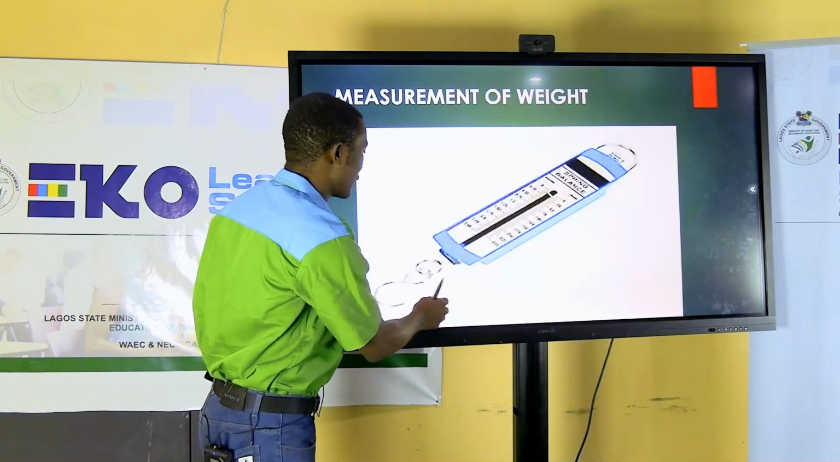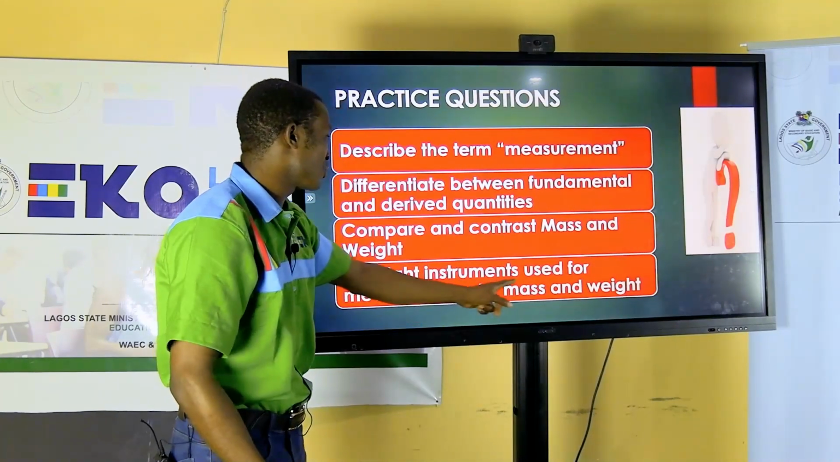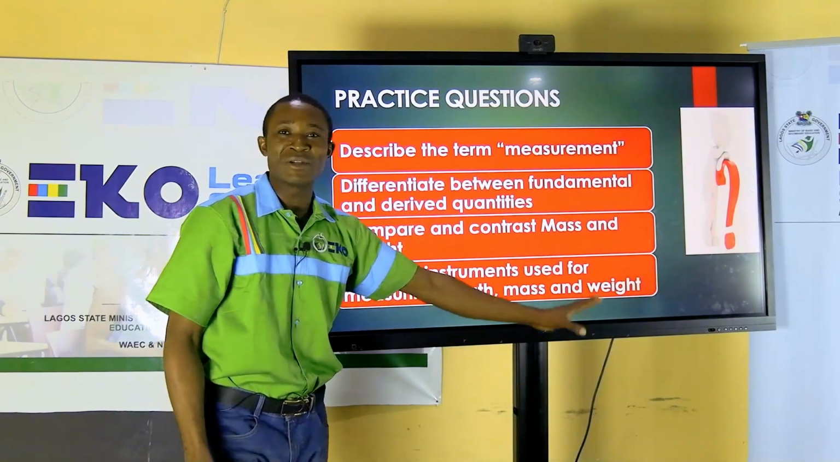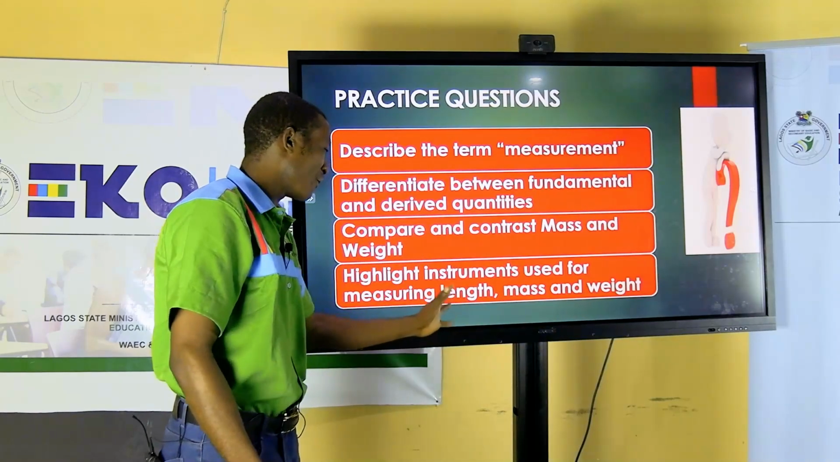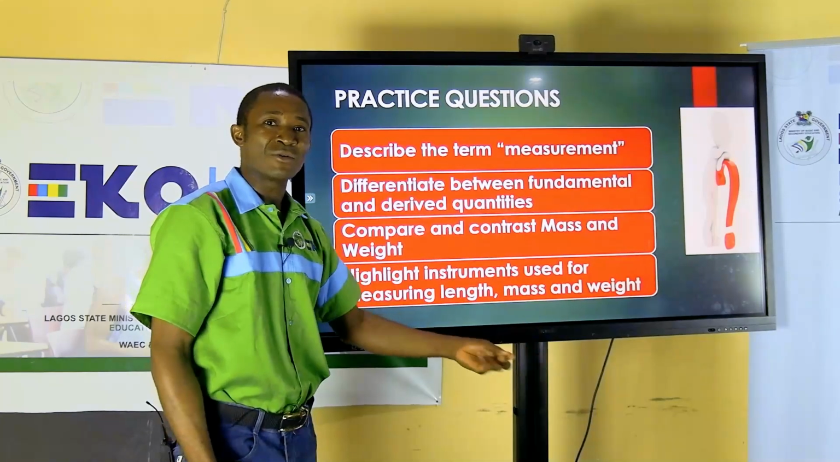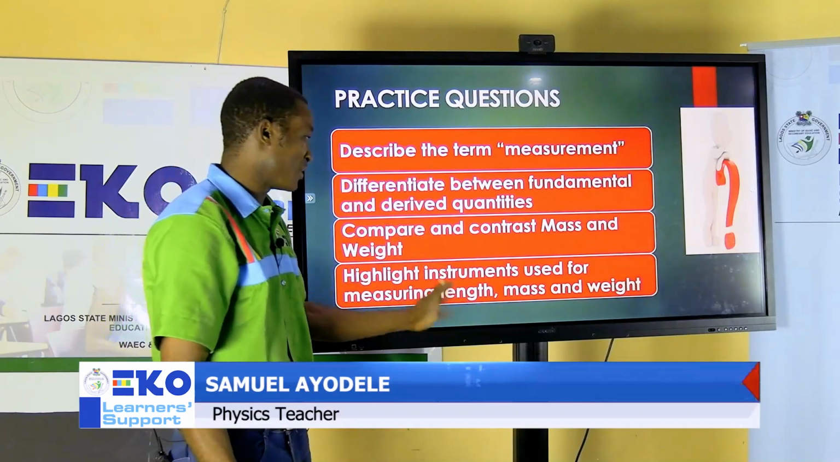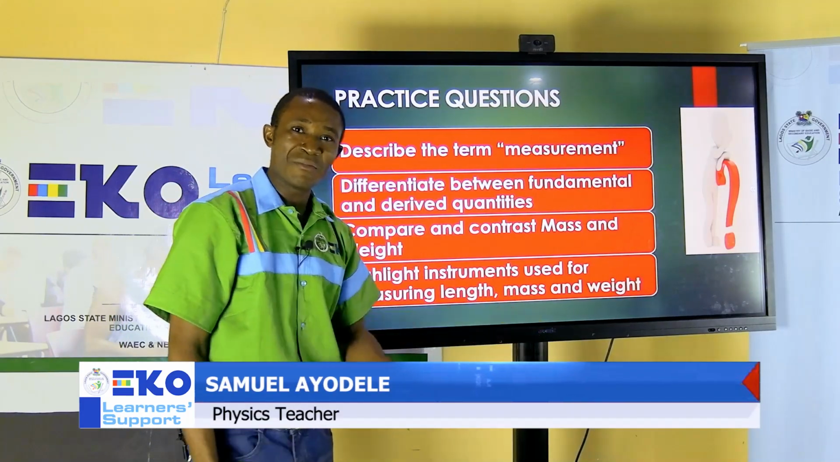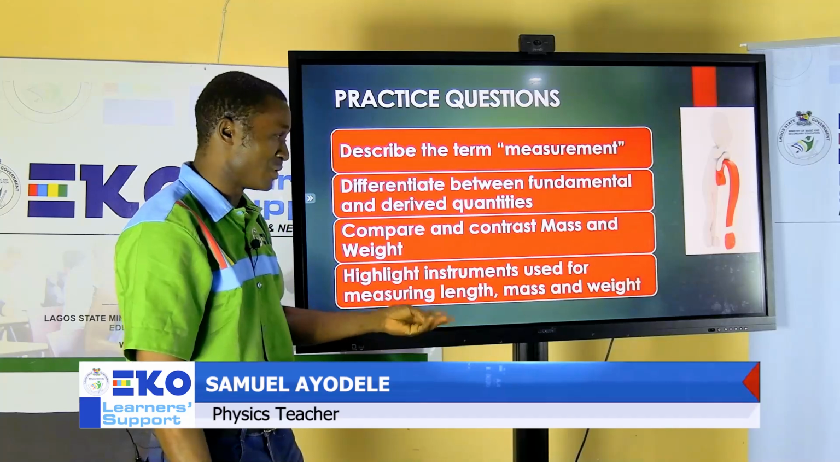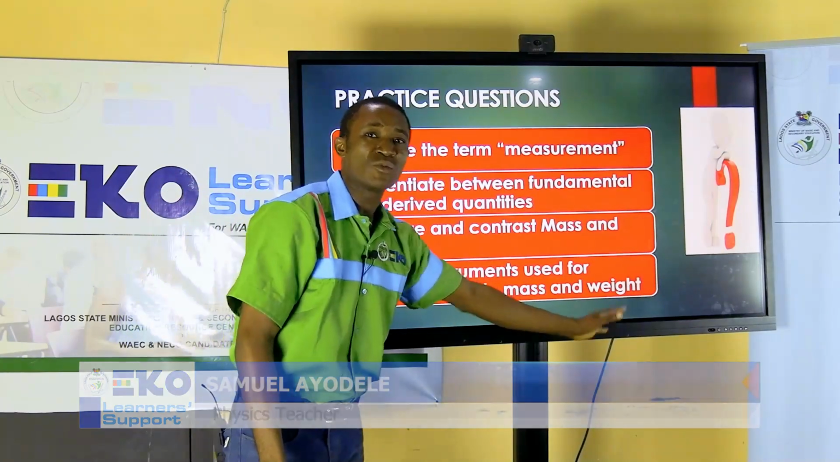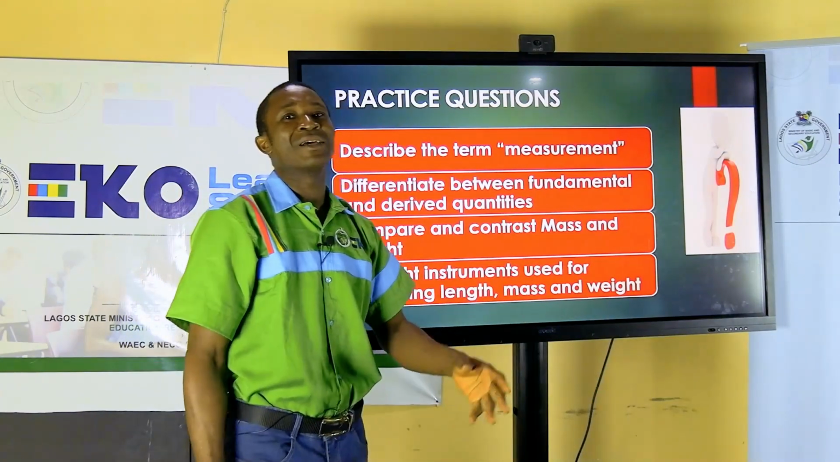And to answer the last question, which says to highlight instruments used for measuring length, mass, and weight: for length, we have the meter rule, the tape rule, the micrometer screw gauge, like I've mentioned. Then mass, the beam balance or the chemical beam balance, whichever way you call it is fine. Then for weight, we make use of the spring balance for measuring it.